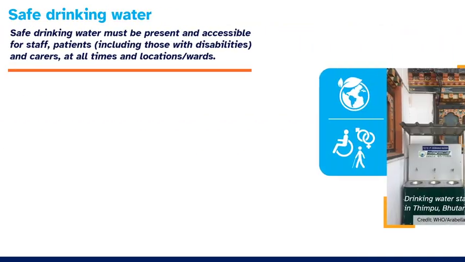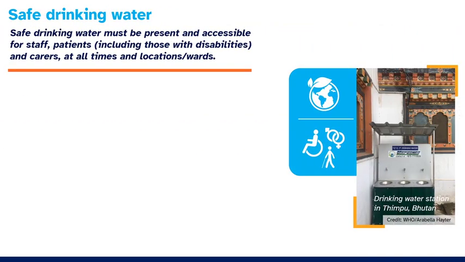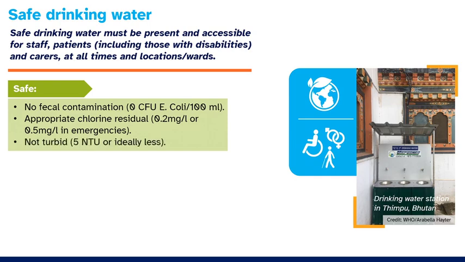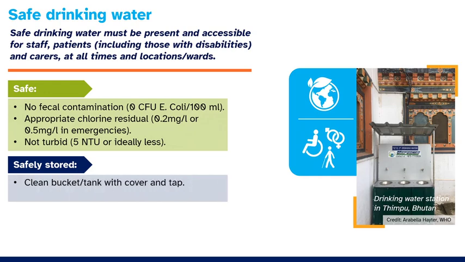Safe drinking water is indispensable in healthcare facilities, protecting the health of staff, patients, and caregivers. According to WHO guidelines, safe water should pose no significant health risks across all life stages. There should be no fecal contamination, indicated by a lack of fecal coliforms or E. coli. Alternatively, there should be a free chlorine residual of at least 0.2 milligrams per litre, and the water should not be turbid. Water should be safely stored, which means clean containers with covers and taps. They should be regularly cleaned and disinfected.